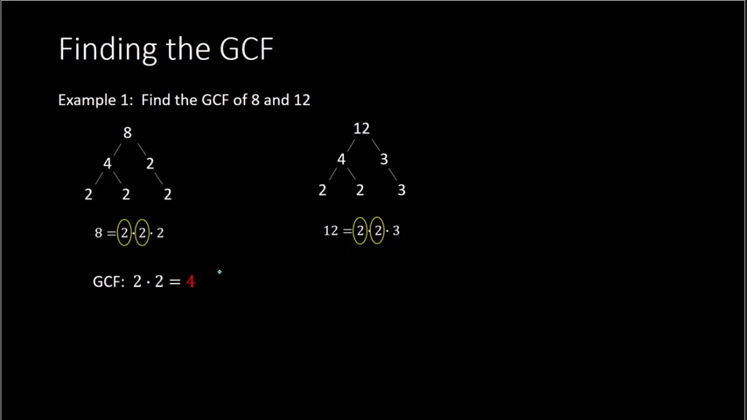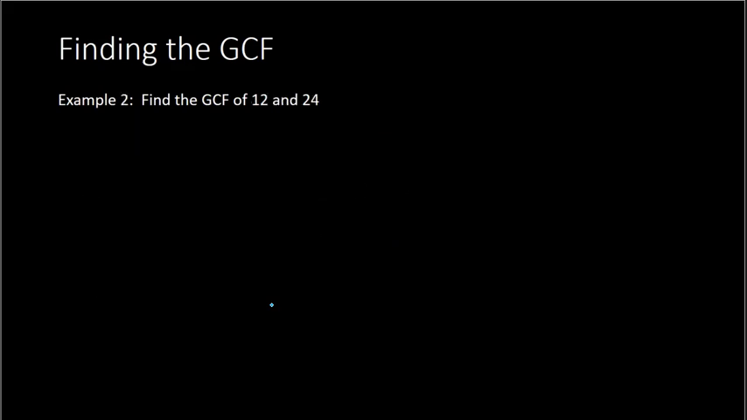Now this process we just used is going to be helpful, especially when you have more than 2 numbers to find the greatest common factor of, or if the numbers you're working with are quite large. Alright, so let's try another example. Again, this is with relatively small numbers, but we can use this for any size of number. Here we're trying to find the greatest common factor of 12 and 24.